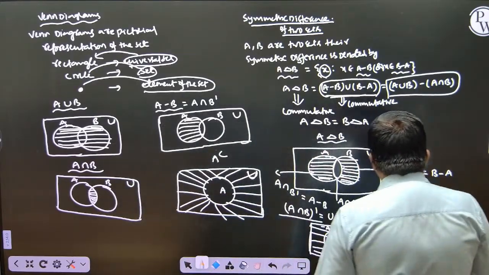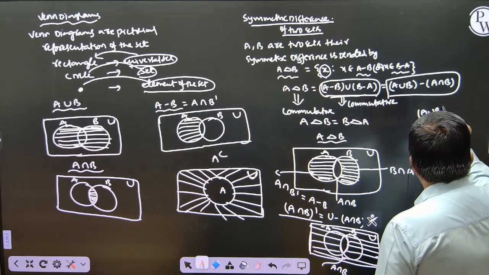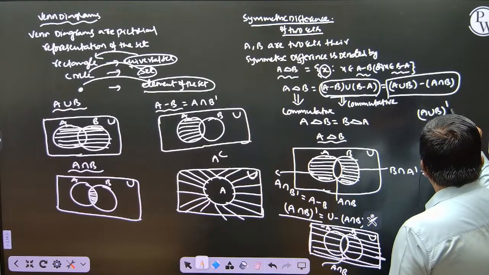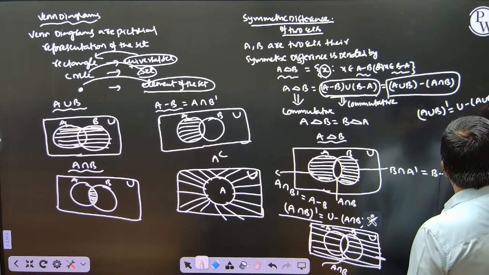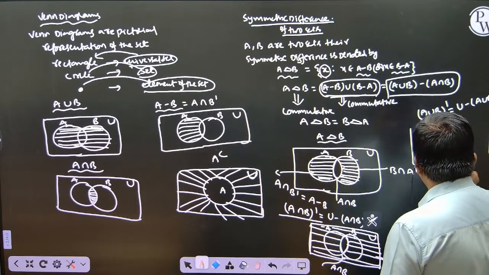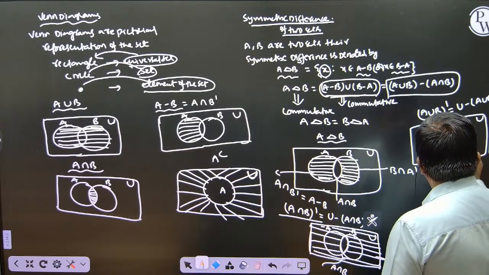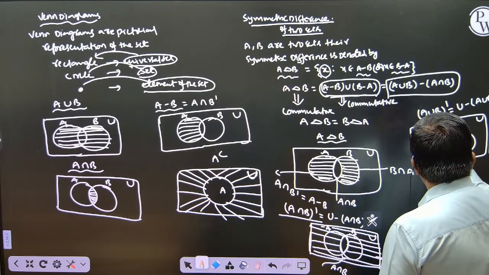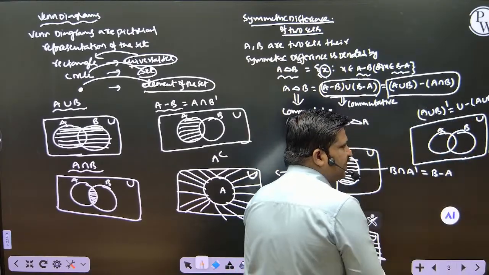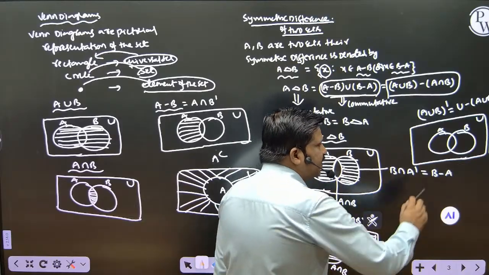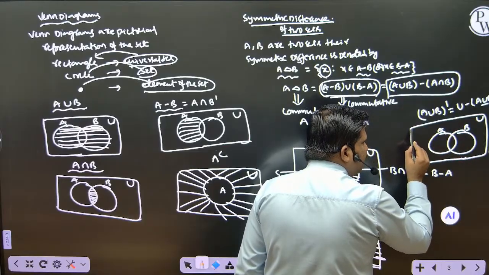Next, A union B whole complement. How do you write A union B whole complement? From the universal set you delete A union B. This is A union B. This is the whole universal set, or not? From this universal set you delete this A union B part. Then what is left?